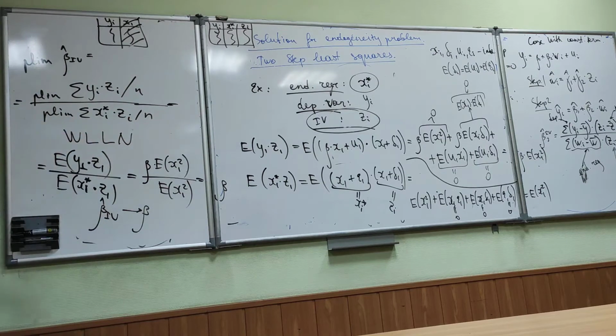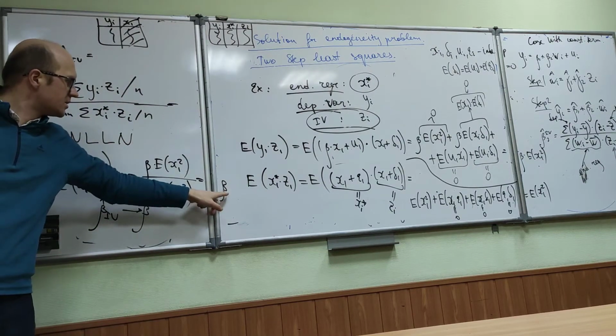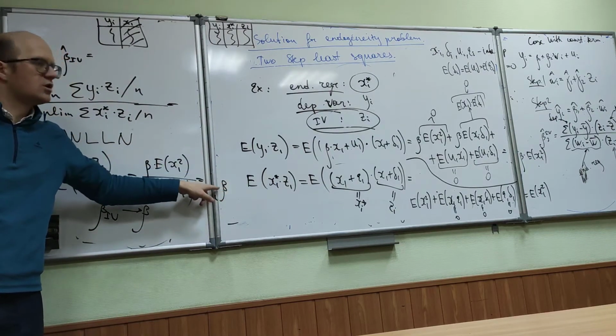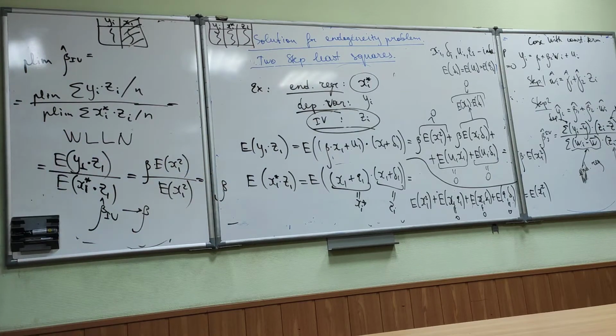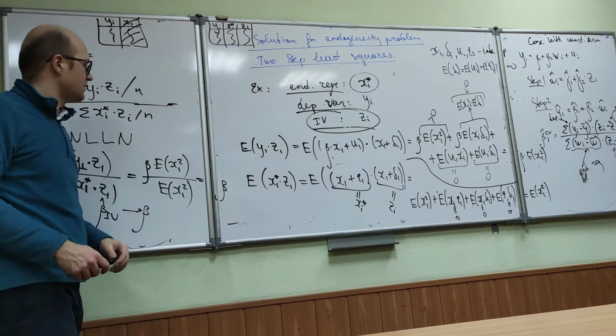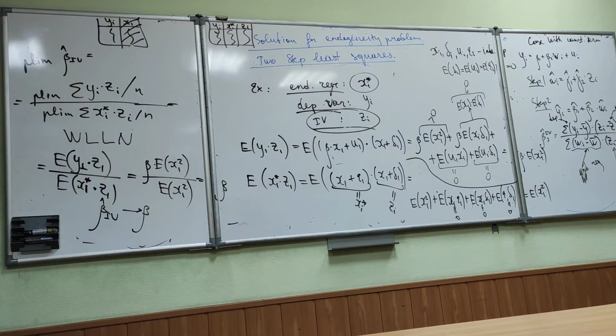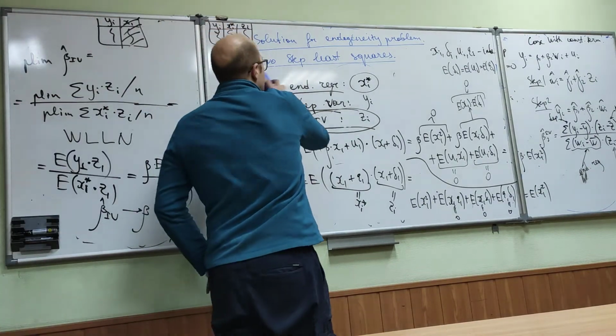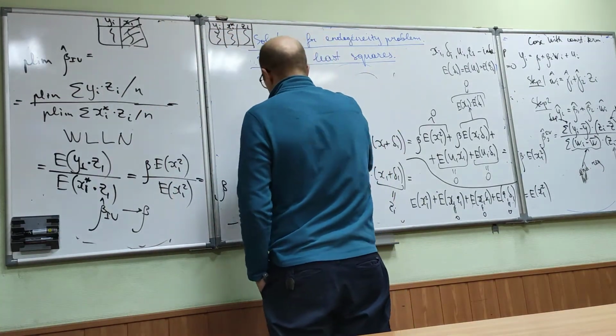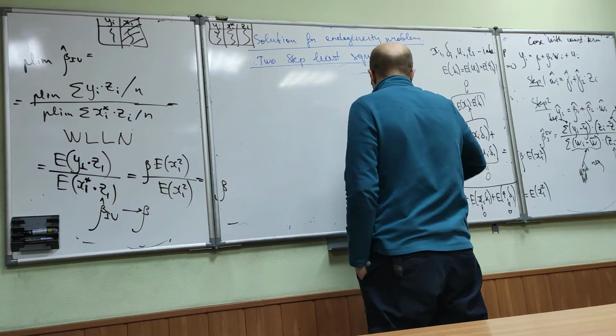So these modern econometricians are happy because this is a causal effect. If you eat one Khachapuri more, your econometrics grade will go up on average by beta. Okay. So let's solve some more problems. One more problem.